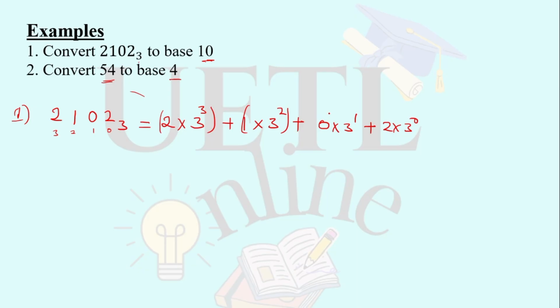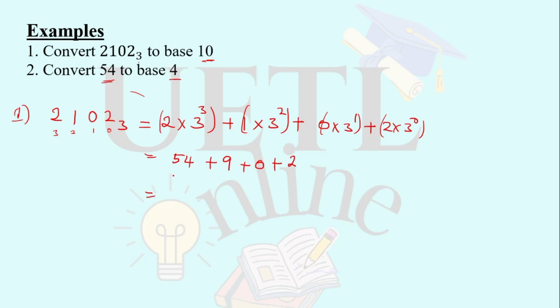The first thing is you are going to multiply here. 3 to the power 3 is 27, times 2 gives us 54. Plus, here 3 to the power 2 is 9, times 1, which equals 9. Then plus here 3 to the power 1 is 3, times 0, which gives us 0. Plus here 3 to the power 0 is 1, times 2, which gives us 2. Okay, so we're going to add this.